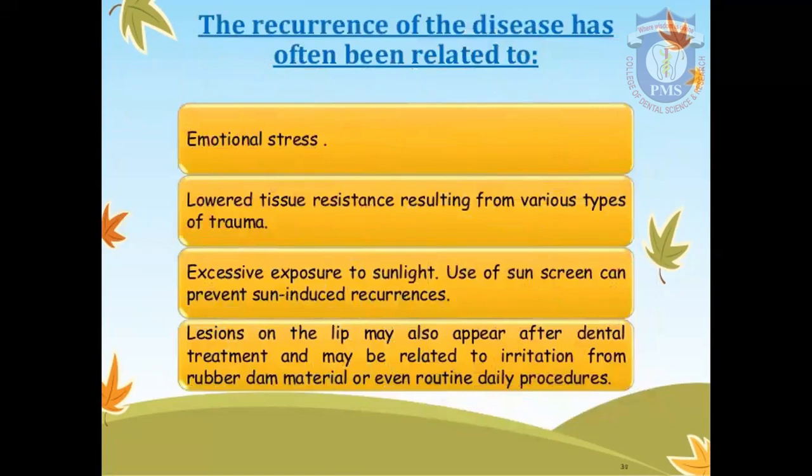The recurrence of the disease has often been related to emotional stress, lower tissue resistance resulting from various types of trauma, and excessive exposure to sunlight. Here, the use of sunscreen can prevent sun-induced recurrences. Lesions on the lip may also appear after dental treatment, and they may be related to irritation from rubber dam material or even routine daily procedures.